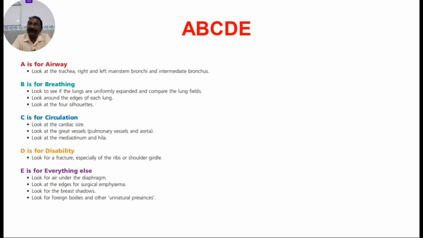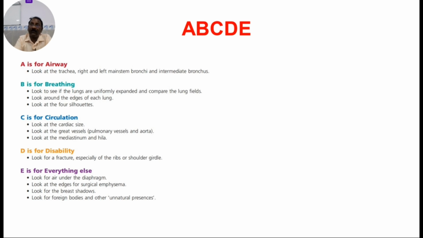Look for a fracture. Here D is not only for your diaphragm, here it is the disability. So look for fractures, especially of the ribs or the shoulder girdle. Everything else: air under the diaphragm is a surgical indication, a perforation. Look at the edges for surgical emphysema. Look for the breast shadows. A lot of people know that after a mastectomy, right breast mastectomy or left breast mastectomy, the changes will be there on the X-rays. Look for foreign bodies and other unnatural presences.